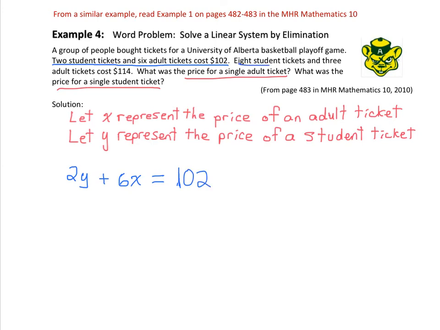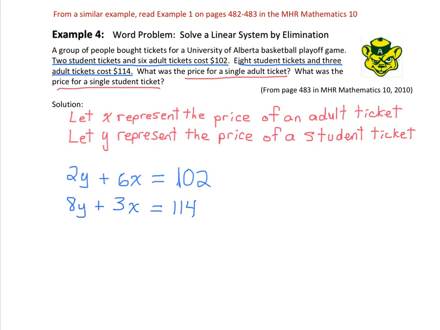The second scenario is 8 student tickets and 3 adult tickets cost $114. So we go and we say 8 times the number of student tickets plus 3 times the number of adult tickets will give us a total of $114. So now we have our 2 equations, and we can go ahead and solve those.